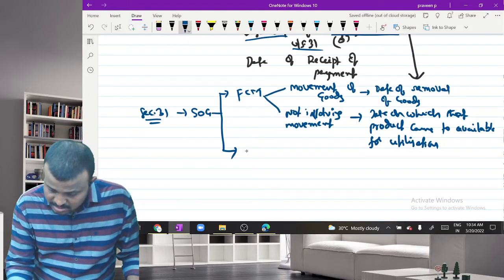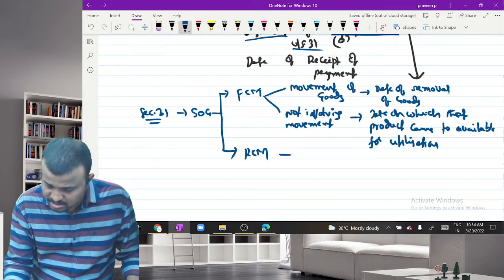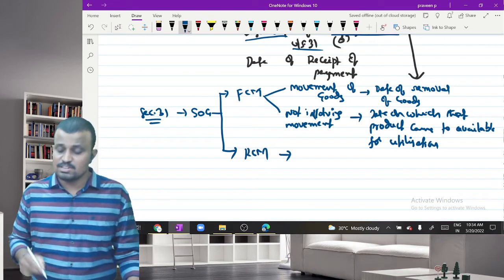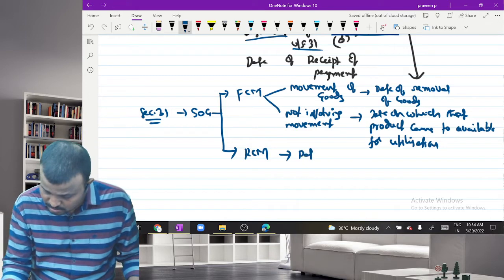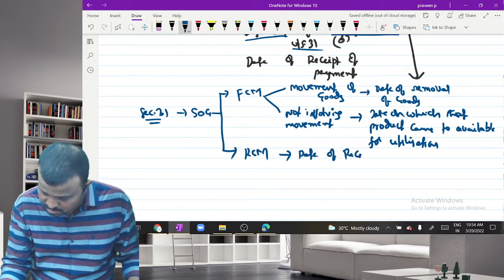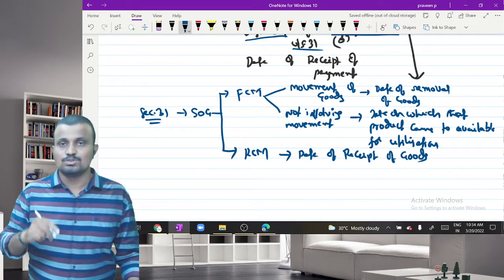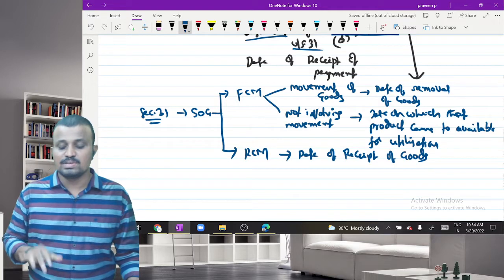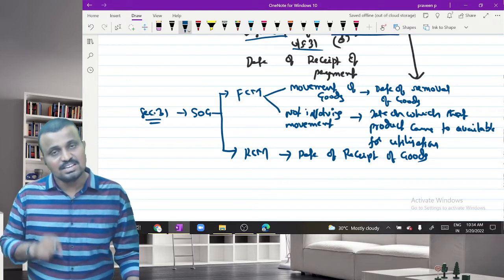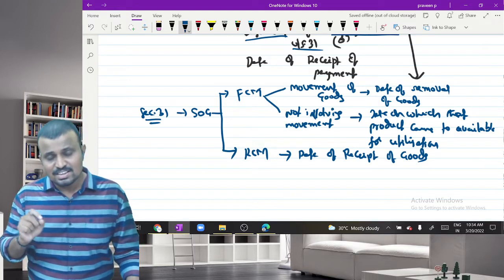And then, in case of a reverse charge mechanism, what is the last date? The date of receipt of goods by the receiver is said to be the last date for raising the invoice. Last date for raising the invoice.